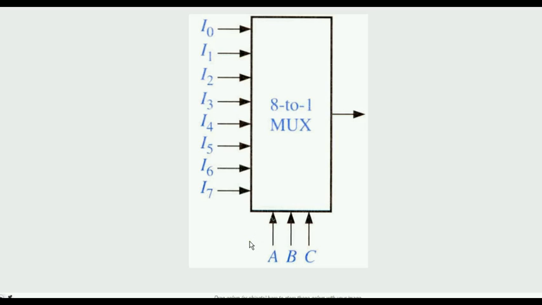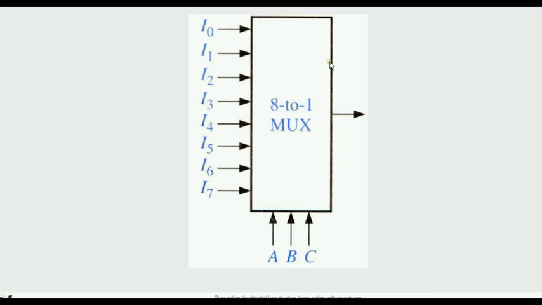So if this code corresponds to, say, number 2, then input I2 will be selected by each one of the 5 multiplexers to go to its output. So a vector of 5 bits connected to the I2 inputs of each multiplexer in the stack will go to the 5 outputs of the multiplexers.